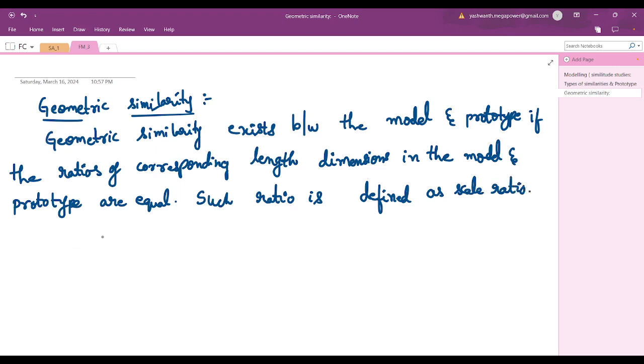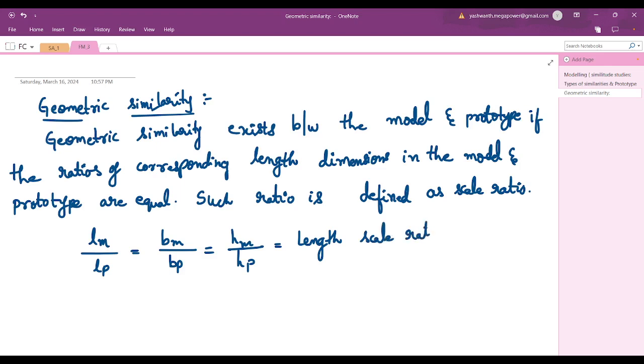So, as per the geometric similarity condition, the ratio of the length in model to the prototype should equal the ratio of width in model to the prototype, which should equal the ratio of height in model to the prototype. Clear? Basically, this is called the length scale ratio. This ratio should remain constant for any model and prototype. So this we represent with LR.